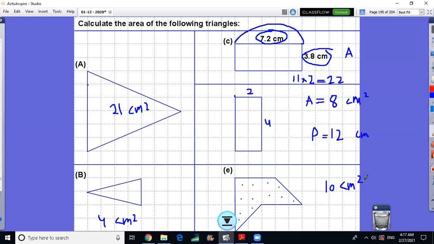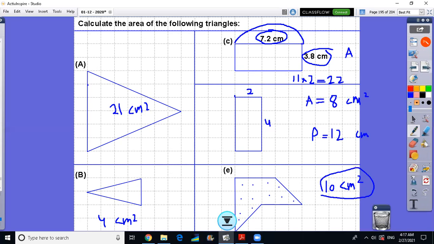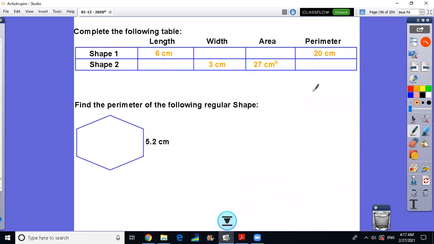Look, guys, this is how you do it. So don't forget the halves. So it's 1 complete, 1, 2, 3.5. And here is another half, 4. So 5, 6, 7, 8, 9.5. And the last half, so 10. 10 centimeters squared. All right, let's keep going.